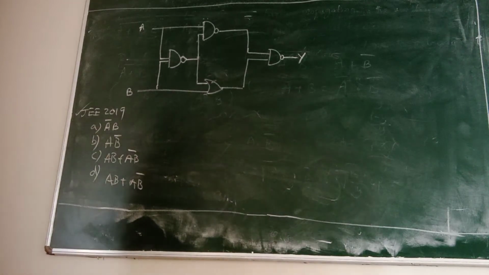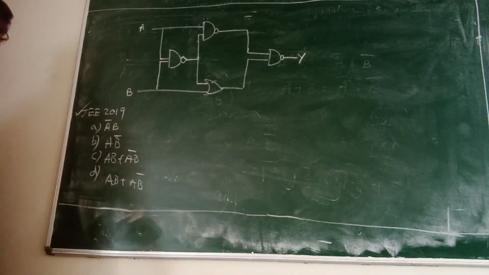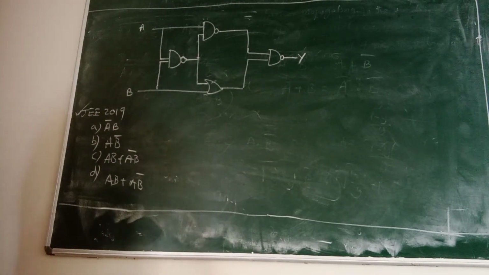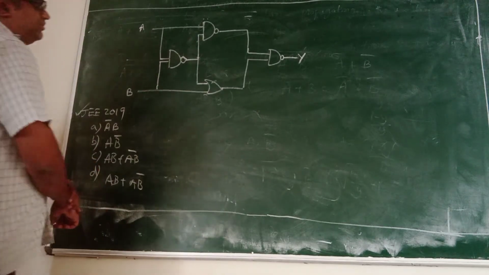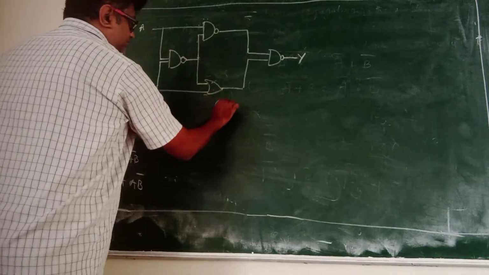So let us apply the knowledge of Boolean algebra and solve this circuit. Now this question has come in JEE 2019. So you can see here, let us first write the names of the gates. So this is a OR gate, right?